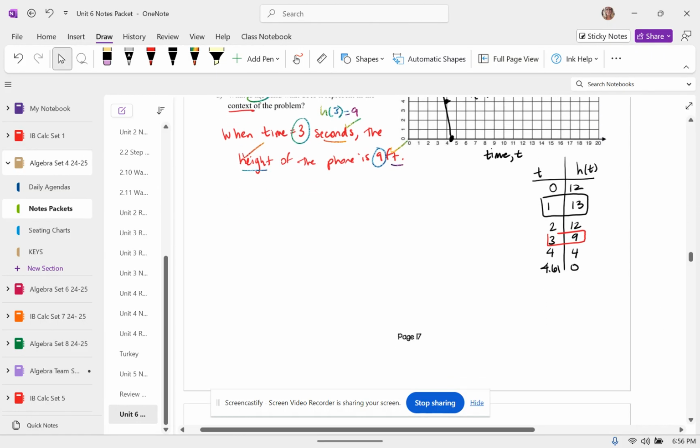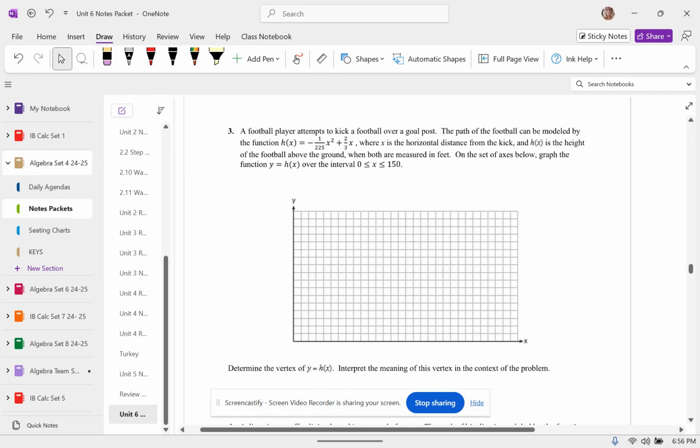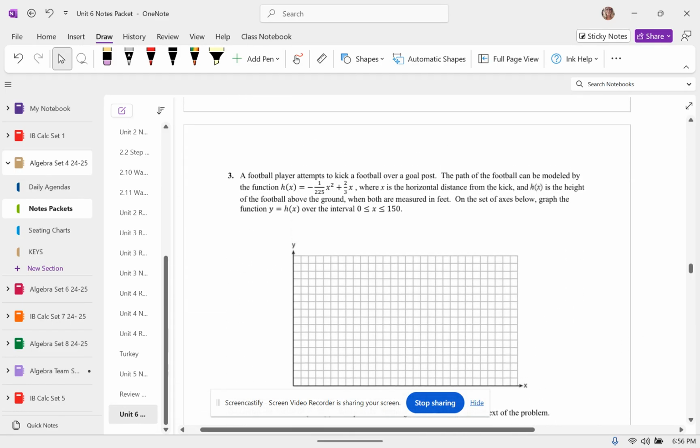Okay. All right, good luck with the rest of these. You're going to finish pages 18 and 19, and then you're going to check your work with the key that's posted in the Google Doc, okay? See ya.